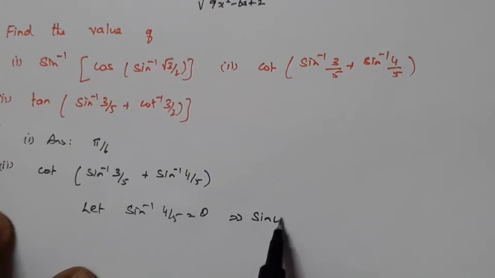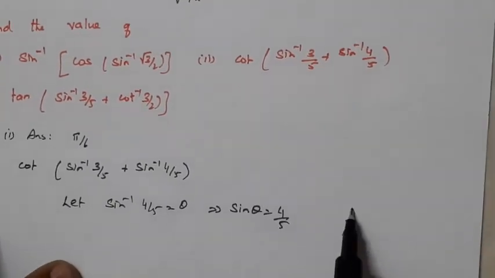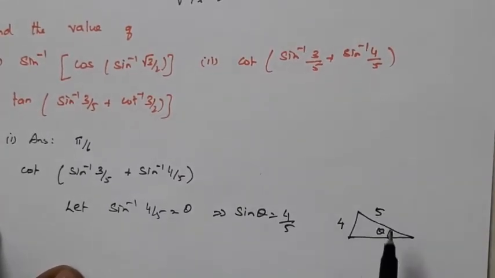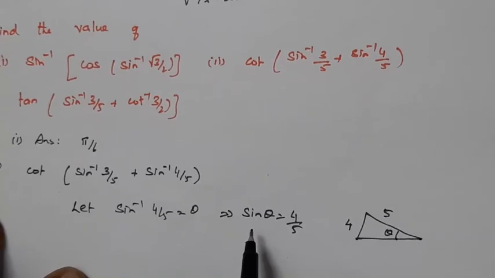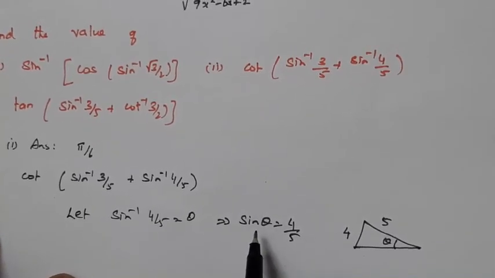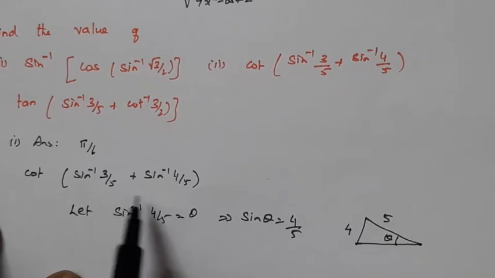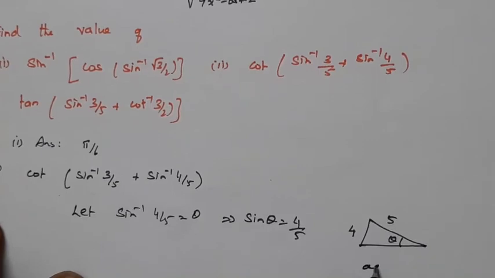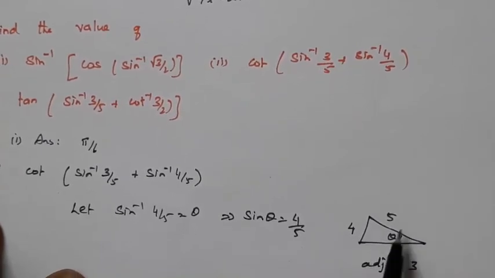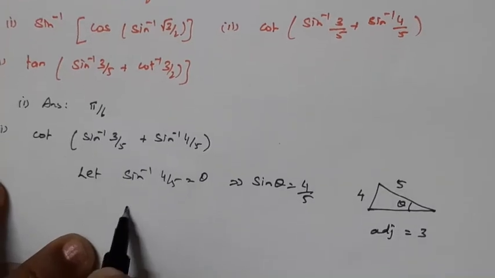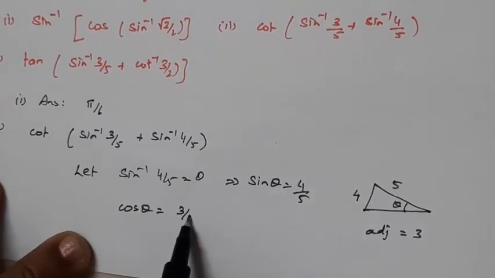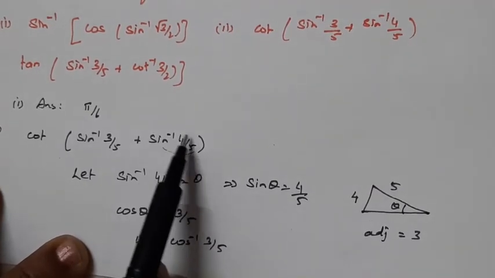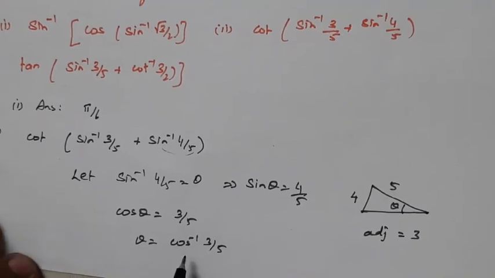So sin theta is equal to 4 by 5. Representing this in a right angle triangle, the opposite side is 4 and the hypotenuse is 5. Then we express this in terms of cos and check whether it is cos inverse of 3 by 5. The adjacent side will be 3, because 3, 4, 5 forms a Pythagorean triple. Therefore cos theta is equal to 3 by 5 and theta is equal to cos inverse of 3 by 5. So sin inverse of 4 by 5 can now be replaced by cos inverse of 3 by 5.